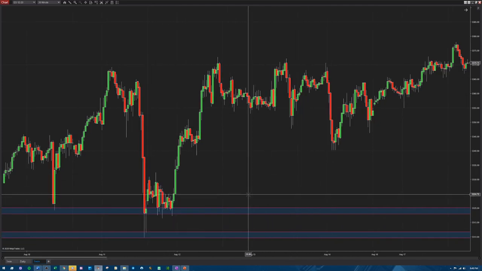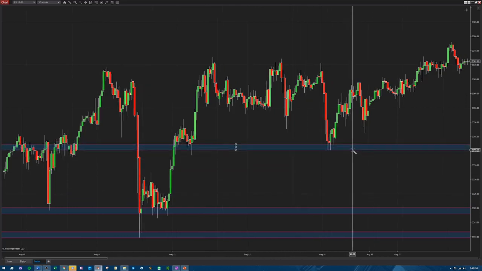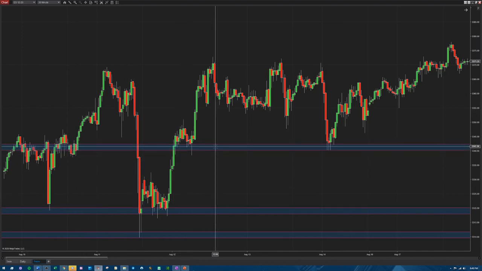What else we got here? Let's see. So right here we got one, and I realize that price didn't respect it very well right in here. But it's still a good level to mark. You can see it did kind of wick here from below, and kind of wicked from above.